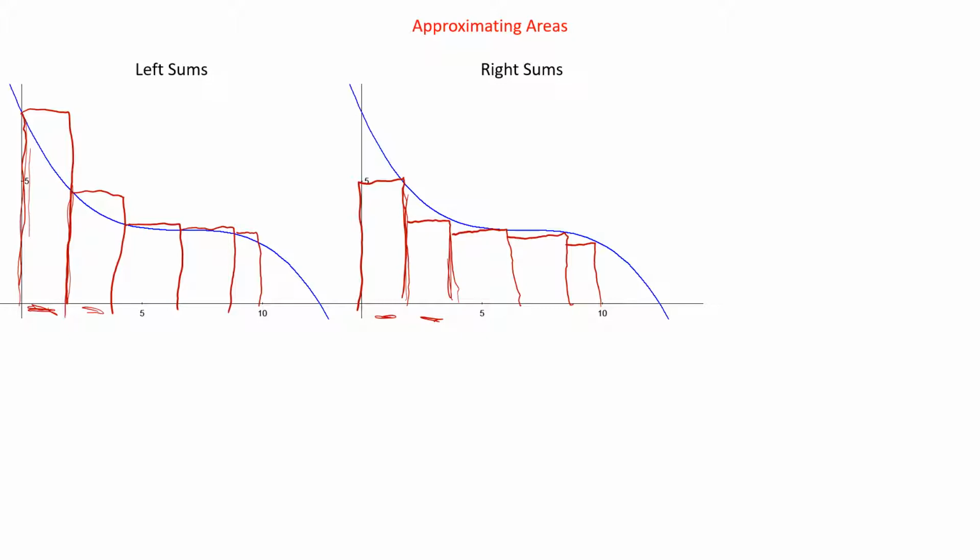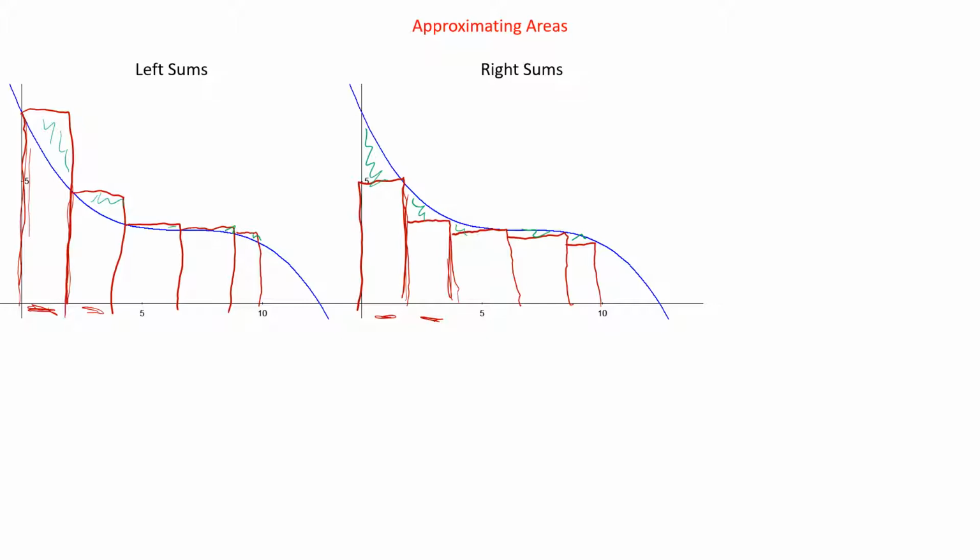Now notice in the left-hand one, in this case, since this is a pretty much decreasing function, the left one gave us a whole bunch of extra area here. So this is going to be an overestimate. The right one, we had a bunch of missing area. So that's going to end up being an underestimate. If it was increasing, that would be switched around. But since it's decreasing, that's the way it goes.